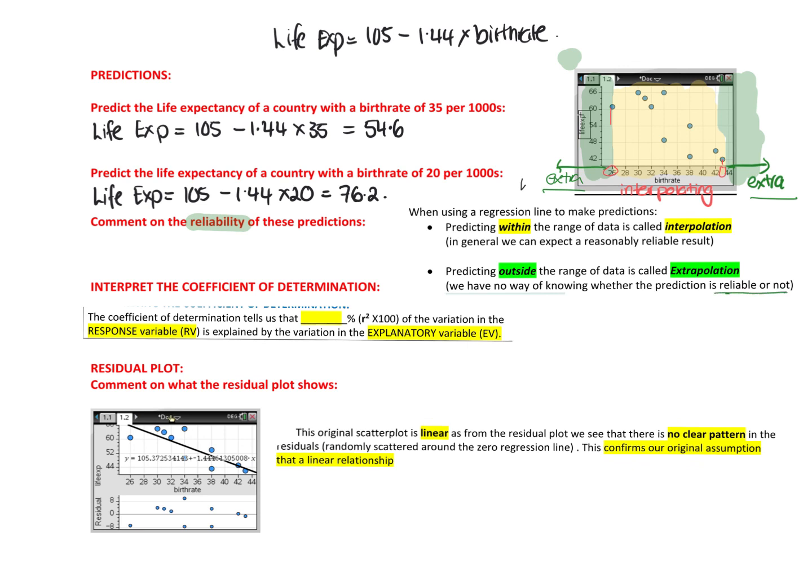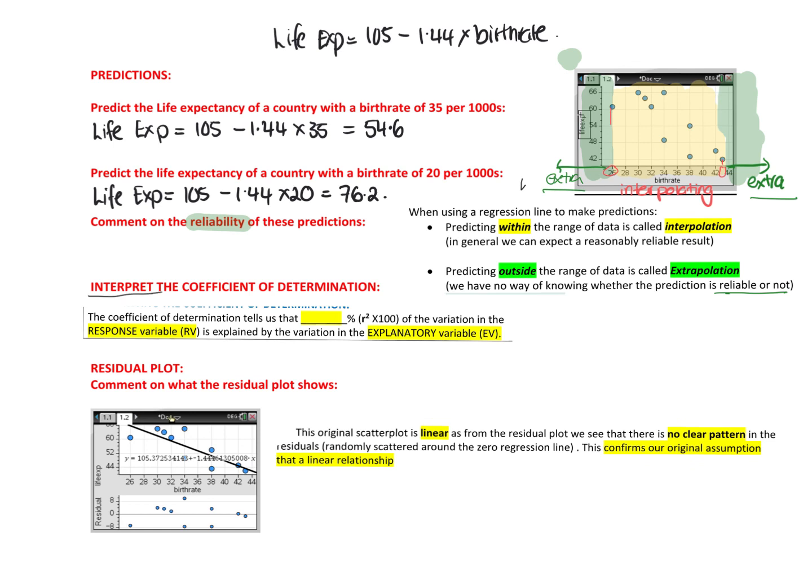So you would just write a little comment that when we predicted the 35, that was interpolating, so therefore it is reliable. And then when we predicted the 20, that was outside, so it's extrapolating, so it's not as reliable.